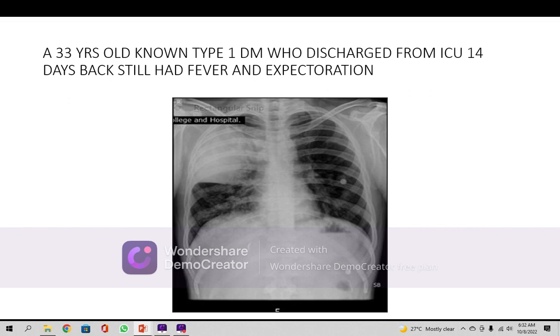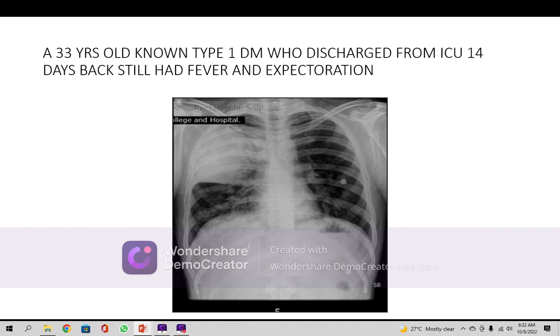A 33 years old known type 1 diabetes mellitus patient who was discharged from the ICU about 2 weeks back still had fever and expectoration. Now interpret it accordingly. All parameters should be checked out. Although there are artifacts in this X-ray, discard the artifacts.